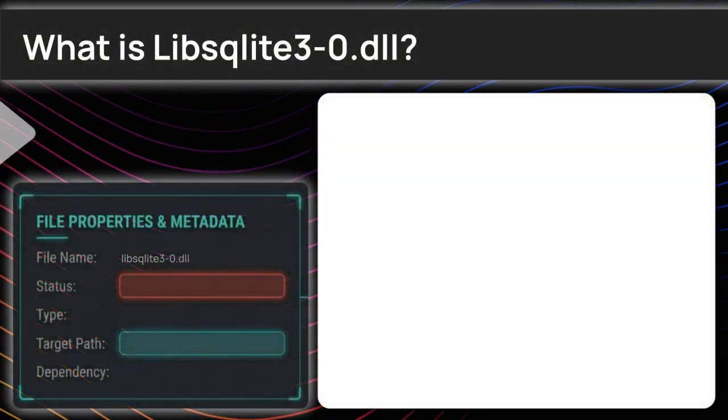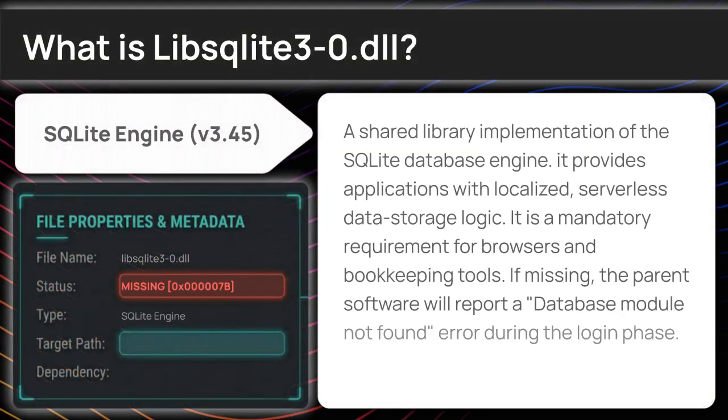This is the libsqlite3-0 library, a shared library implementation of the SQLite Database Engine. It provides applications with localized serverless data storage logic. It is a mandatory requirement for browsers and bookkeeping tools. If missing, the parent software will report a database module not found error during the login phase. Now that you know how the file works, let's focus on the how and fix the issue.